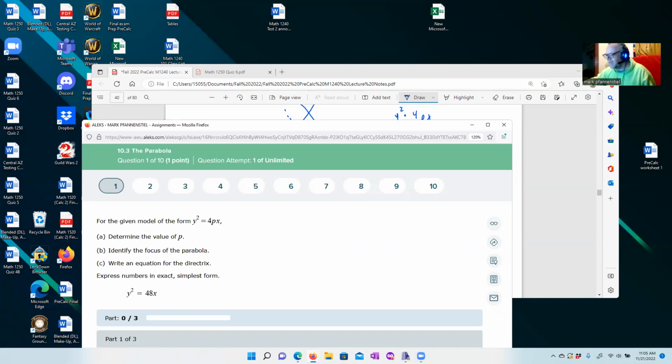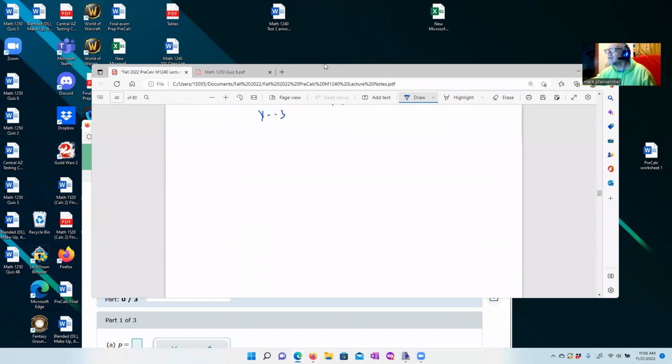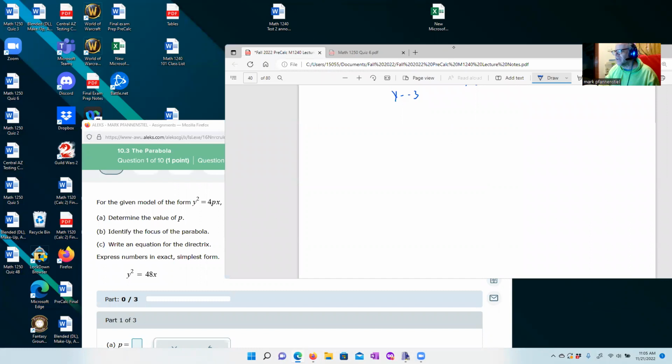Okay, right pen. So in this case, I just write the problem down. We have y squared. The standard form here is y squared equals 4px. The example they gave us is y squared equals 48x. And it really is as simple as saying, okay, well, 4p equals 48. Divide both sides by 4, and p is equal to 12. Okay, that's all they want us to do.